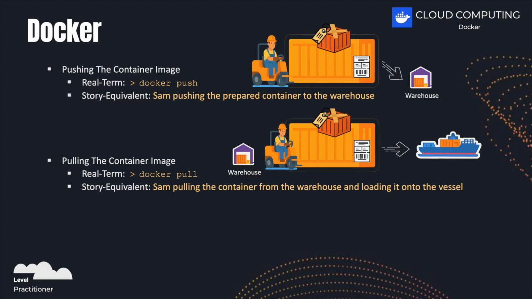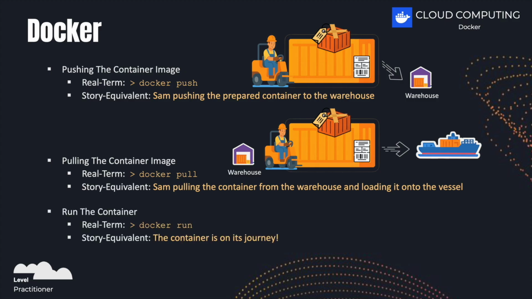Once the container is loaded onto the vessel, it carries it across the ocean, delivering it wherever it needs to go, reliably and on schedule. This last step in the real world is done via Docker run. Docker run spins up a running container instance from the image and brings your application to life. From that moment, your application is active and ready to serve requests, whether it's on your local machine for testing, in a staging environment, or in the cloud for production use.